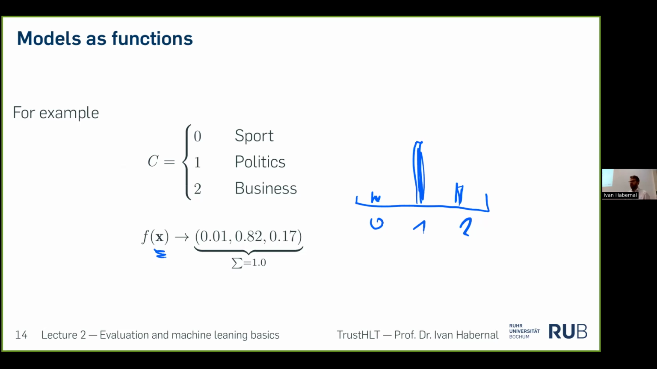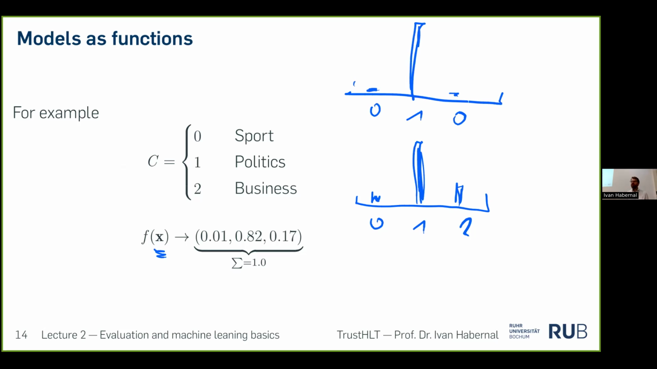Why? Well, it's not by chance, it's by design, because they sum up to 1. So we're trying to predict the probability of the output. For example, this will tell me that the probability of being politics is 0.82, the probability of being sport is 0.01, and the probability of being business is 0.17. So this is what the function is predicting. It's trying to predict the correct label, but sometimes maybe the algorithm is not sure and just predicts something like this, a probability distribution over the classes.